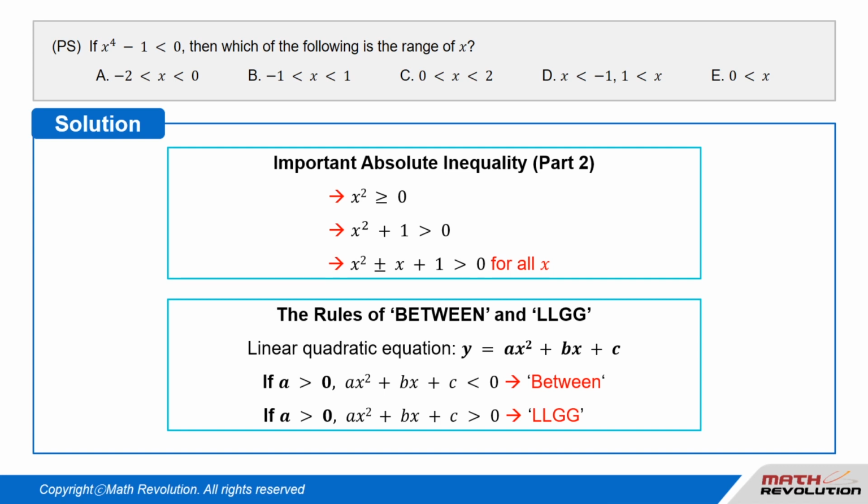That is, for a quadratic inequality, the solution is between the roots when a is greater than 0 and y is smaller than 0. And the solution will be less than the lesser of the roots or greater than the greater of the roots if a is greater than 0 and y is greater than 0.